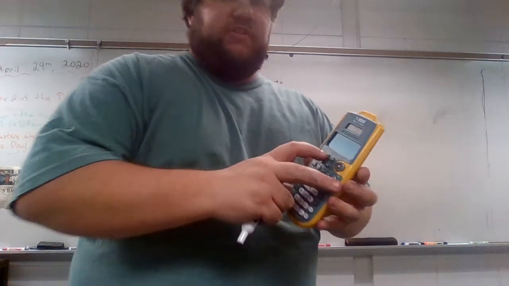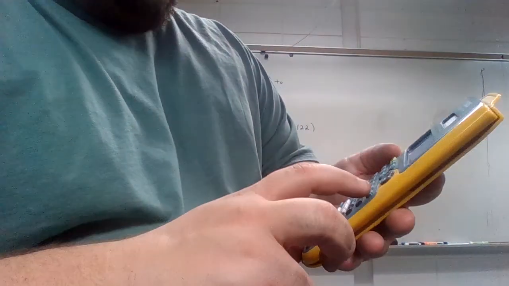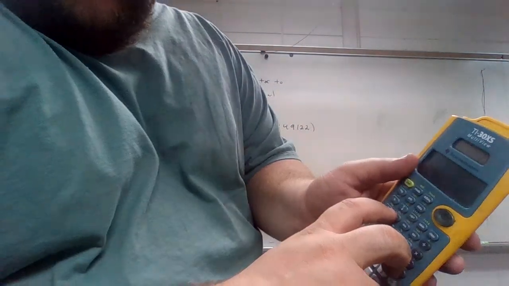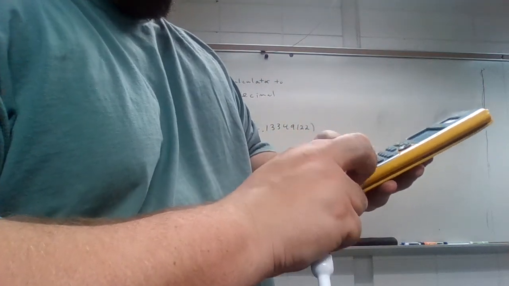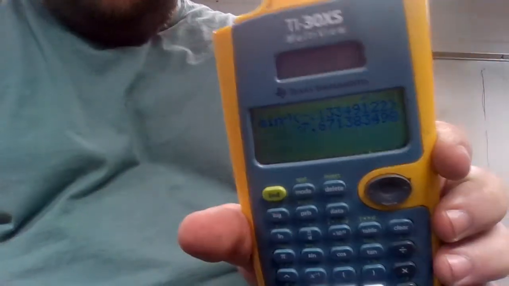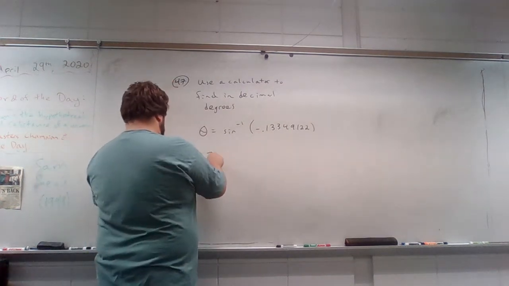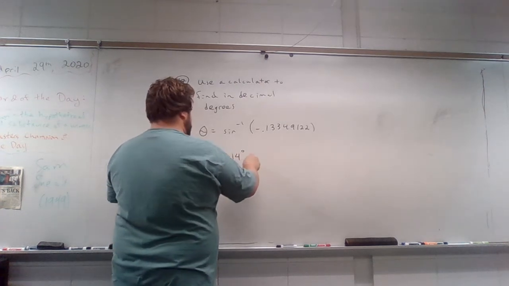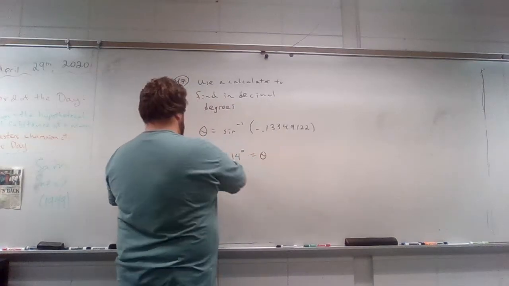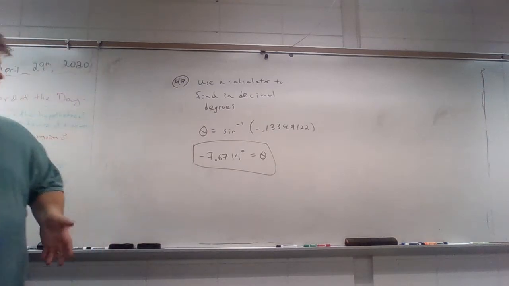You want to make sure that when you go to mode, since they're asking for it in decimal degrees, you have degree highlighted. Then I would just do second and then sine inverse and type in that number, and it's automatically going to give it out in degrees. So negative 7.671, let's round to 4 decimal places, degrees. That's the angle in degrees whose sine is that value.